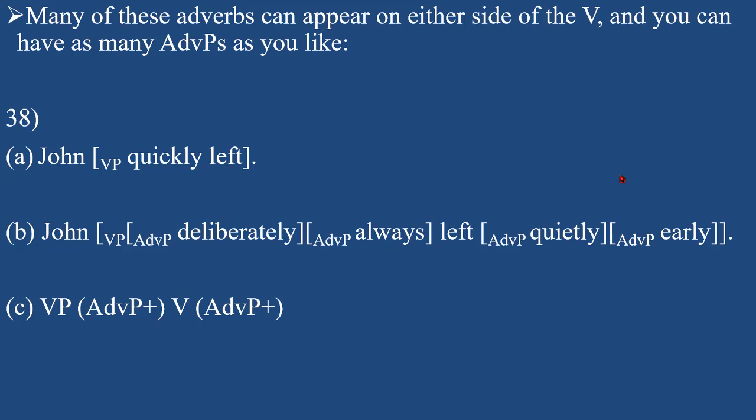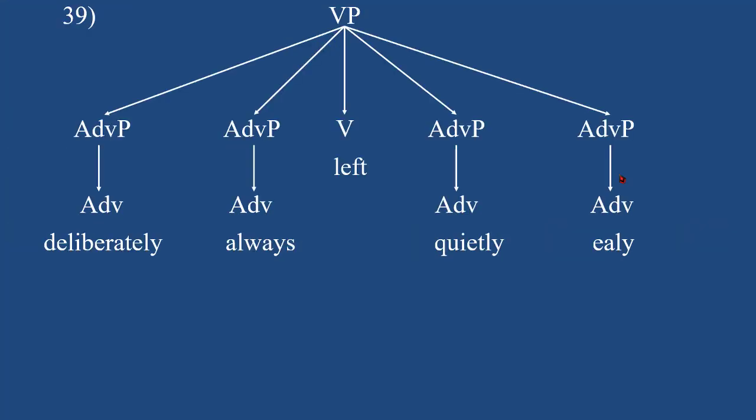So to revise our rule again, a verb phrase may consist of a number of adverb phrases, which are optional. We may have more than one. And a verb, which is obligatory, and a number of adverb phrases.